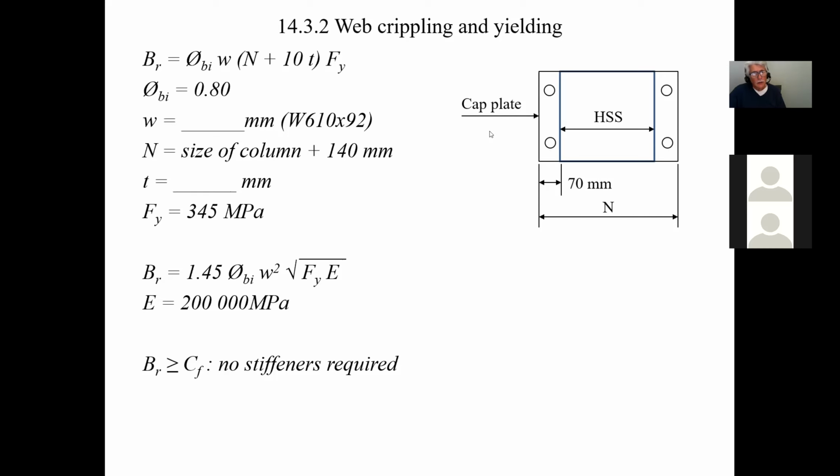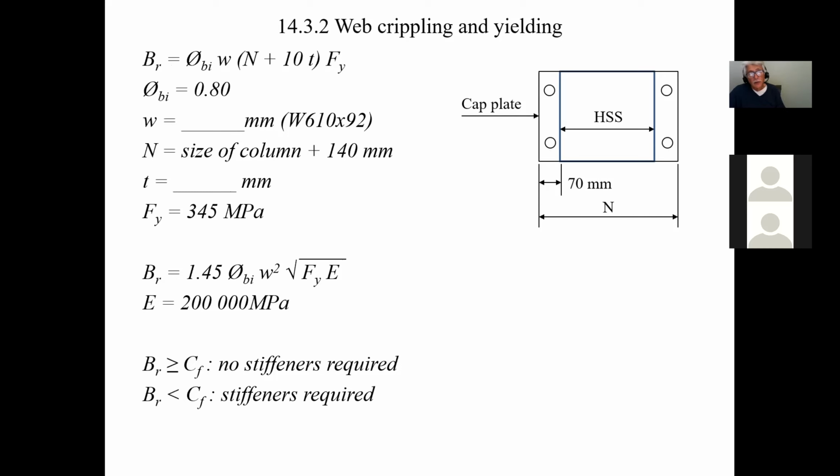Okay, now, if Br is greater than Cf, no stiffeners are required. So you calculate this equation, and you calculate this equation, and if all of a sudden this Br value is greater than your Cf value, you don't have to put stiffeners. And that's all you have to decide.